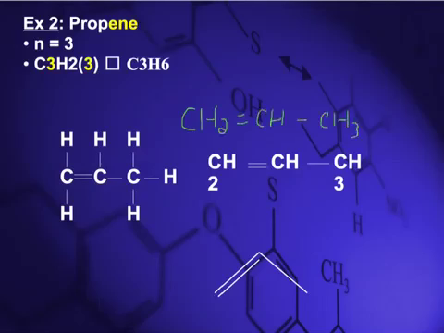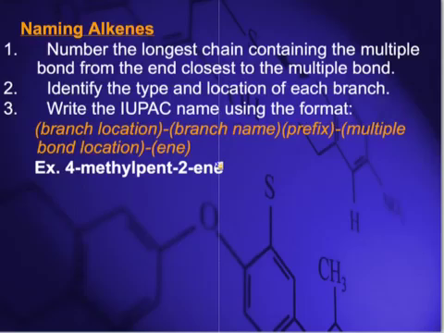For naming branched alkenes, we do it very similarly to how we name branched alkanes. However, we add the location of the double bond at the end of the name, in between the prefix and the -ene. So for example, here we have 4-methylpent-2-ene. The 4 denotes the location of the methyl branch, and the pent- indicates there are 5 carbon atoms in the main chain. The 2-ene tells you that the double bond is located between carbon 2 and 3.